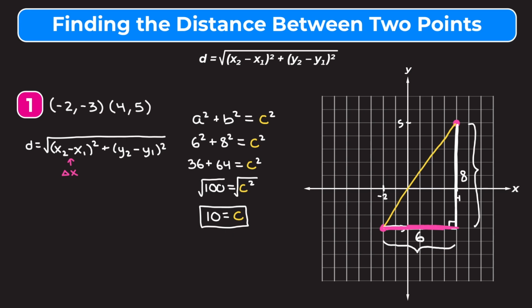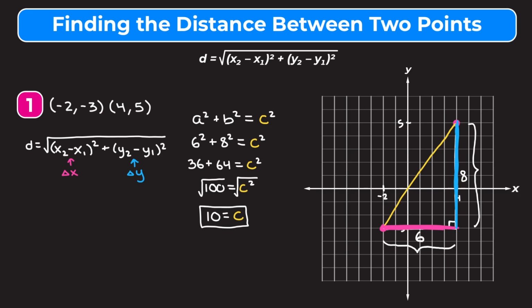So this is the difference in our x values because it's the horizontal distance between our 2 points. And now this other part of our equation, y2 minus y1, is just the change in our y values because it is the difference between the y coordinates of our 2 points. It's the vertical distance between the 2 points.